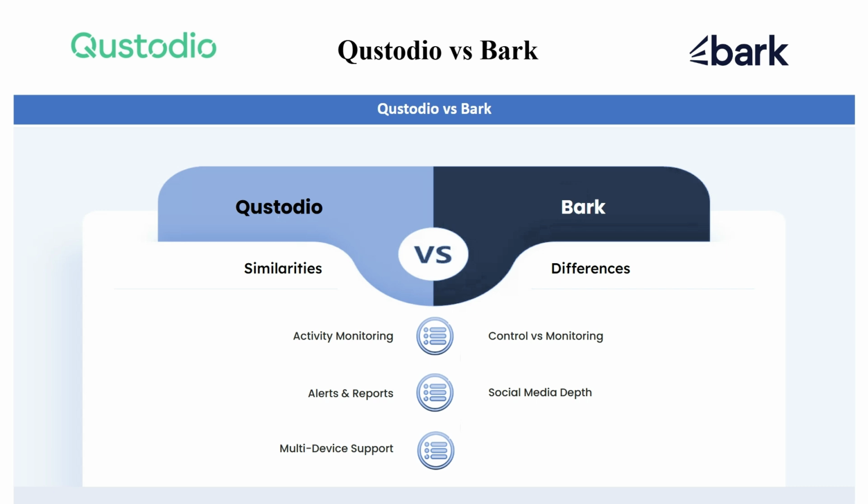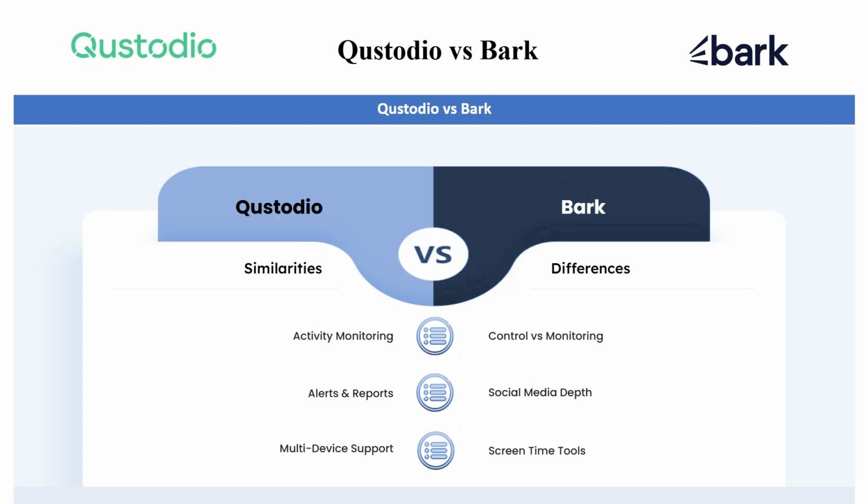Next, we have social media depth. Bark clearly leads in social media monitoring. It scans platforms like Instagram, Snapchat, TikTok, and more, including private messages when supported. Qustodio offers some monitoring, but it's more limited and focuses more on overall device control. So if social media safety is your top concern, Bark has the edge on this.